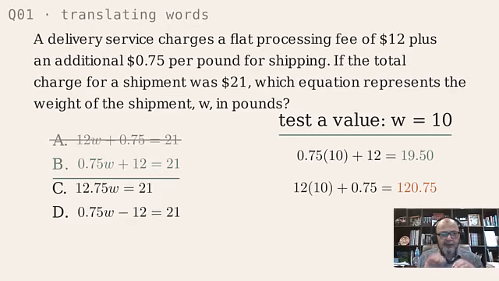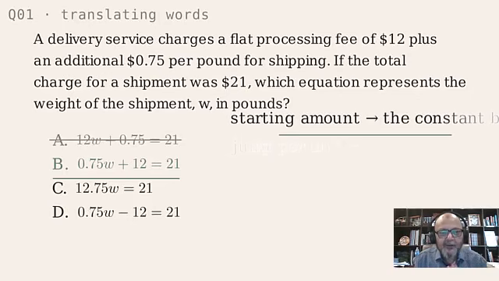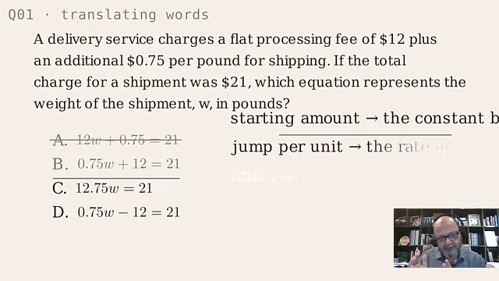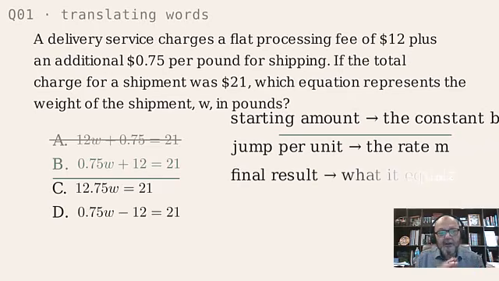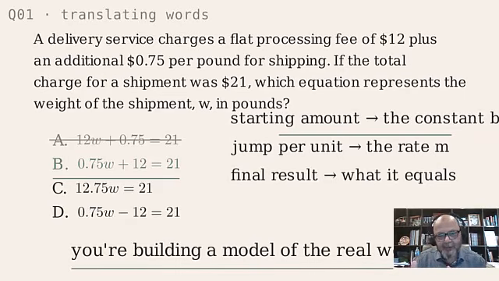To wrap it up, when translating SAT word problems, always ask: What is my starting amount? That is your constant, b. What is my jump for every unit? That is your rate, coefficient m. What is the final result? This is what the equation equals. By identifying these pieces, you aren't just solving a math problem, you're building a model of the real world. I'll see you in the next practice test.